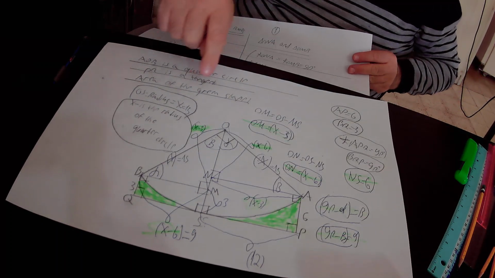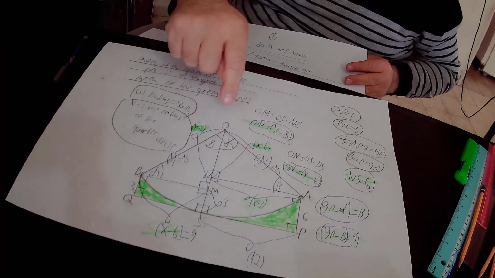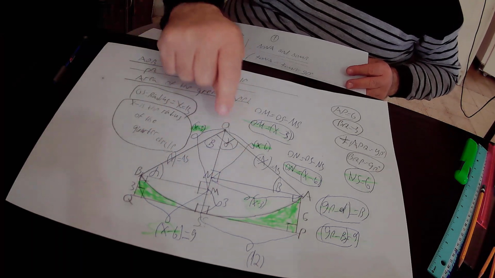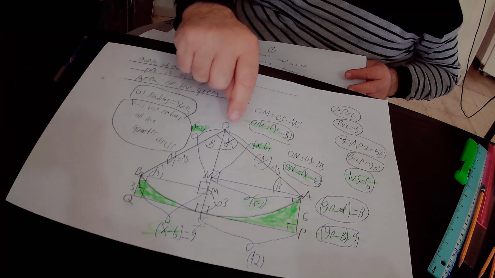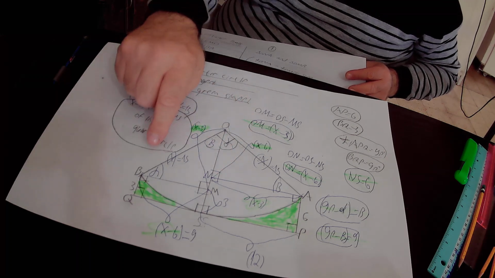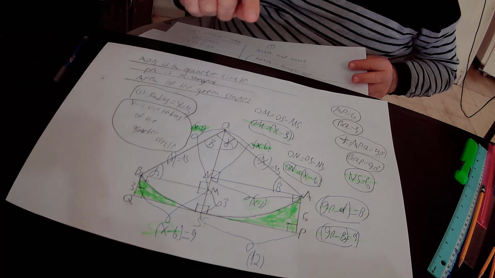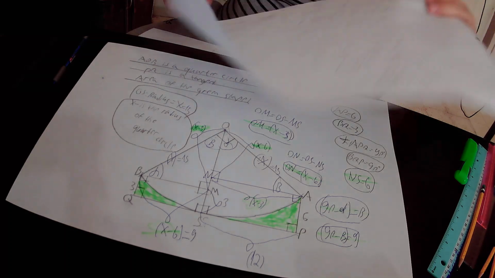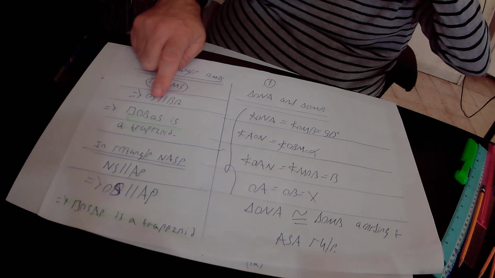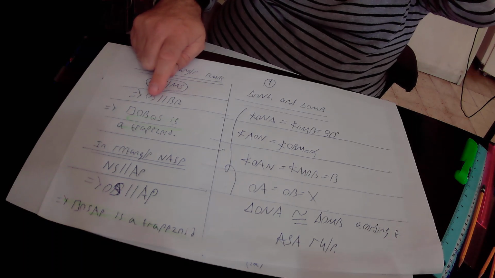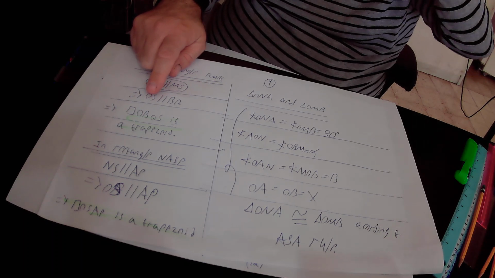So inside quadrilateral OBQS, side OS is parallel to side BQ, therefore this quadrilateral OBQS is a trapezoid. Again, quadrilateral OBQS is a trapezoid. Why? Because it has one pair of parallel sides.